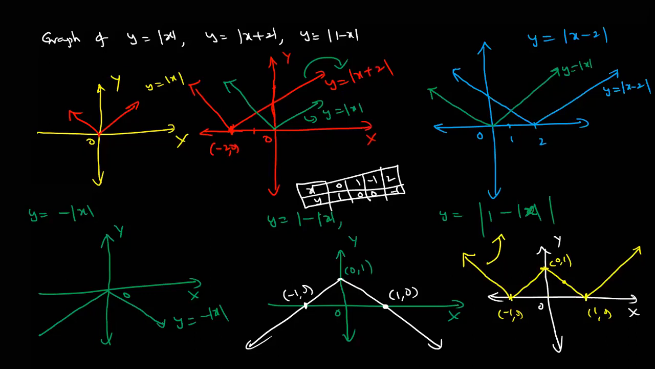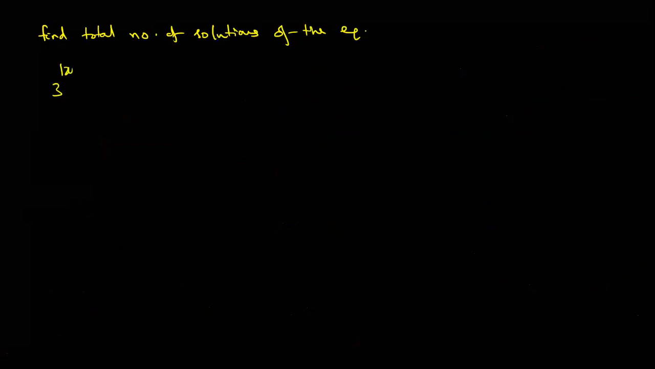Now write down a question. What type of questions can you expect? See carefully. After we discuss some graphs, find the total number of solutions of the equation 3 power mod x minus modulus of 2 minus mod x is equal to 0. Dear students, they are not asking what the values of x are. They are asking how many solutions. That is the meaning. Clear?